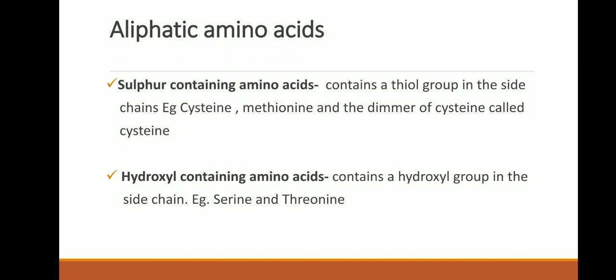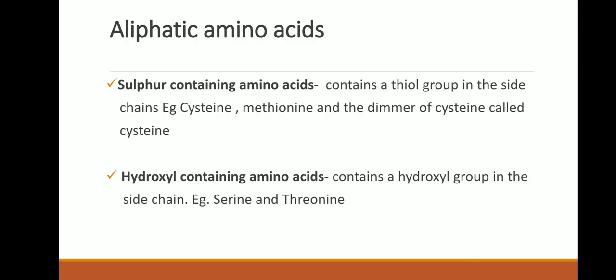It contains a thiol group in the side chain. Examples, cysteine, methionine, etc. And the last type of aliphatic amino acids are hydroxyl containing amino acids. It contains a hydroxyl group in the side chain, OH group. Example, serine and threonine.